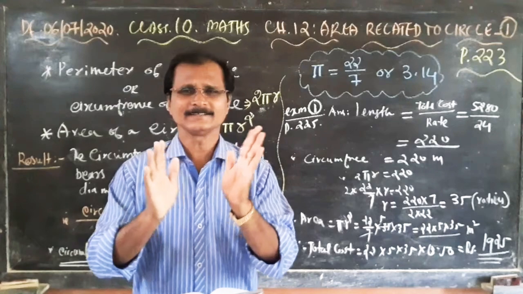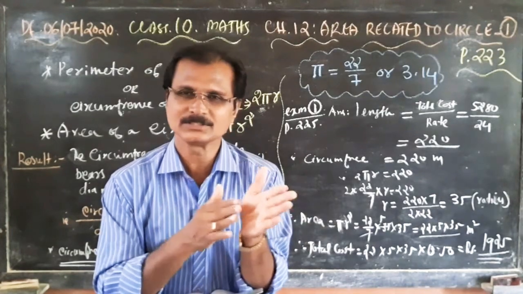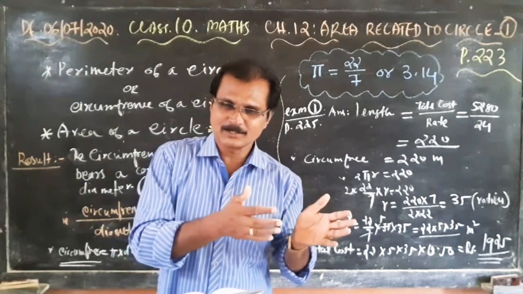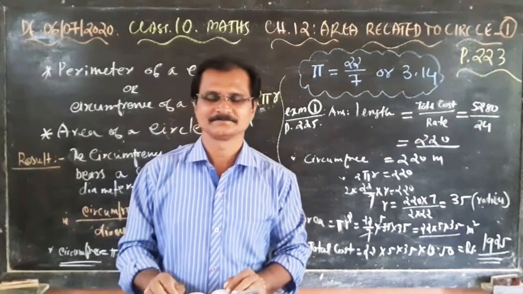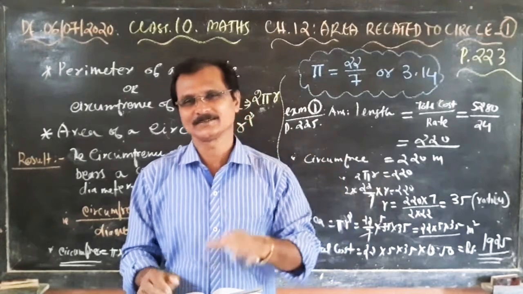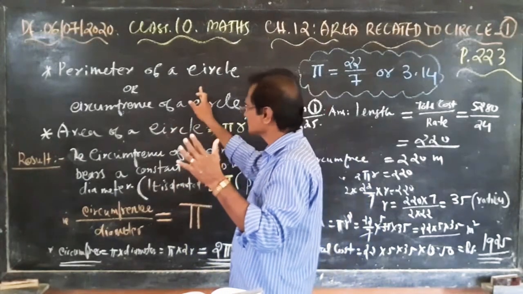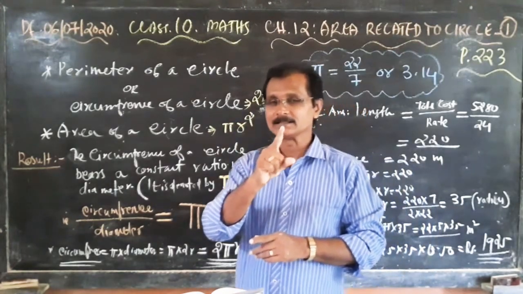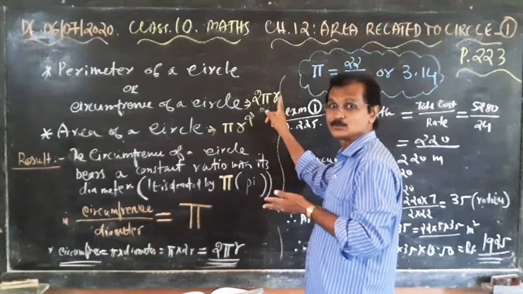pi r squared. And generally the students make a big mistake about these two formulas. If the formula of circumference or perimeter is asked, then they will write pi r squared. If the formula of area is asked, then they will write 2 pi r. They make this kind of mistake every time. So you have to be more confident that the perimeter or circumference is 2 pi r, that is length. Remember, the circumference is the length of the circle. There you can see 2 pi r, only 1 r in there.